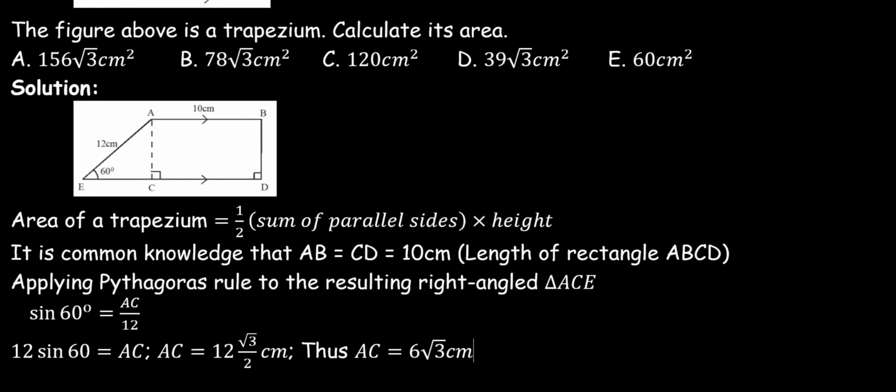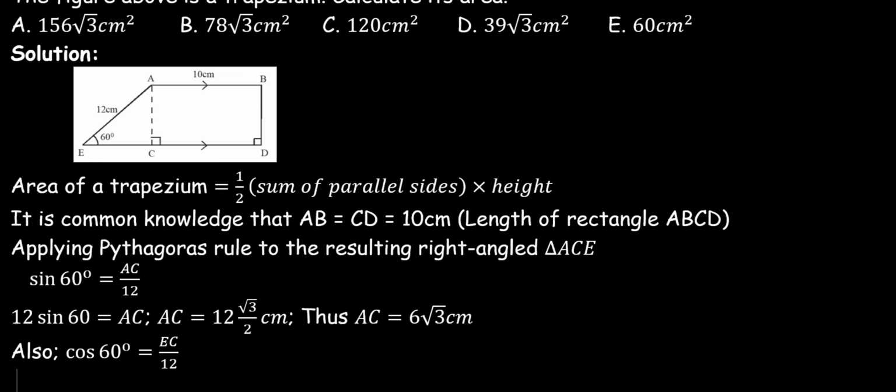Also, cos 60 degree is equals to EC over 12. Applying SOHCAHTOA, cos is adjacent over hypotenuse. The result, when we simplify, is 12 cos 60 is equals to EC. And that will give us, from our trig ratio, cos 60 is half. So we have 12 times half will be equals to EC. That is to say EC is equals to 6 cm.